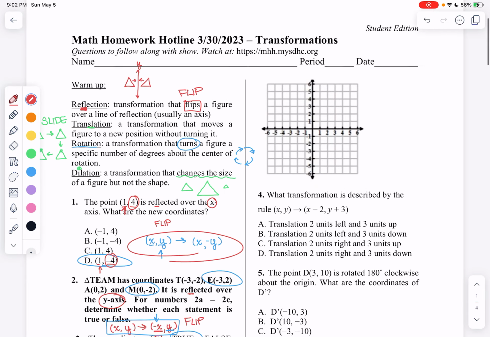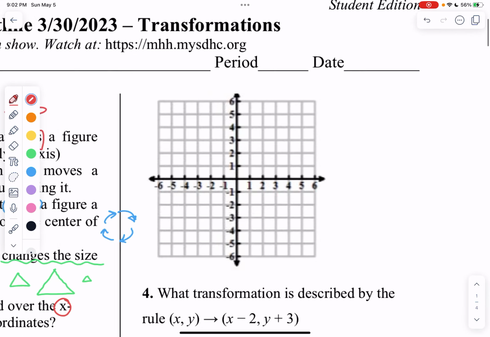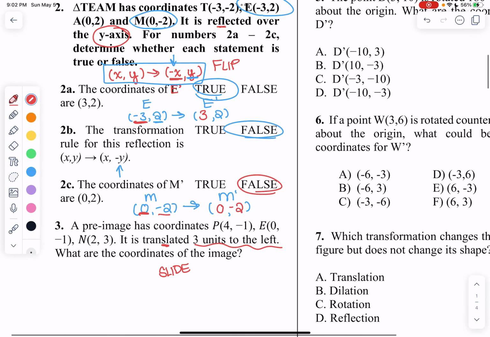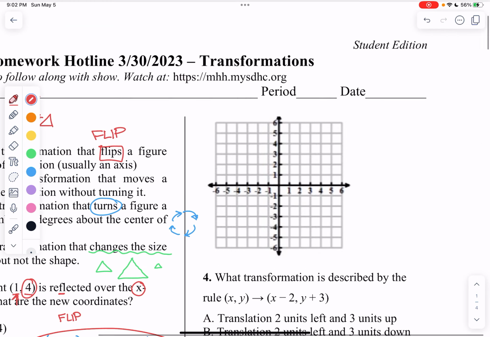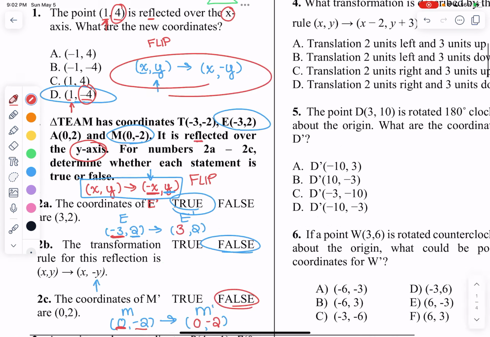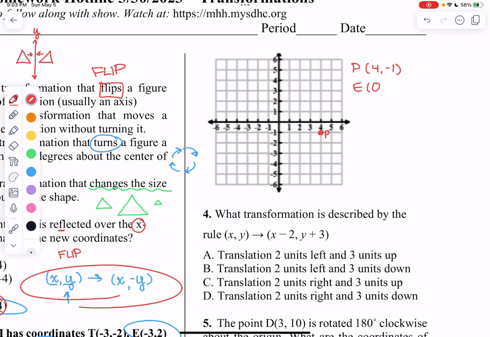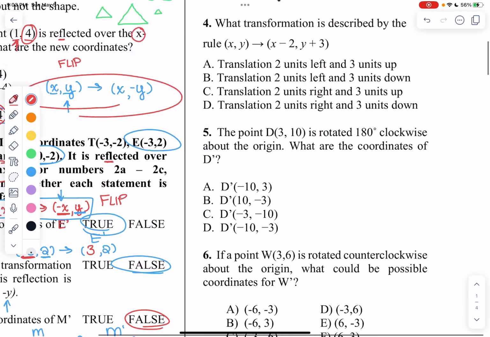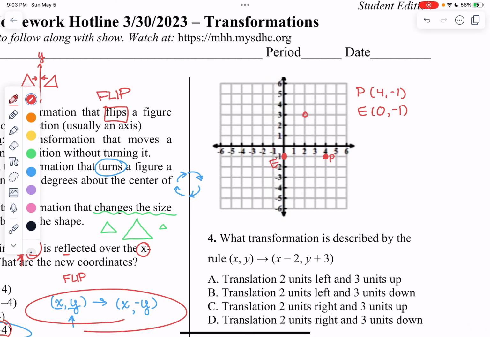So it's a little annoying how they did this, but here's where we are going to graph our points up here, okay? So P is at +4, -1. So 4 to the right and 1 down. Okay, moving on. E is 0, -1. So stay in the center and then just go down 1 is E. And then N is at +2, +3. So we have this triangle.